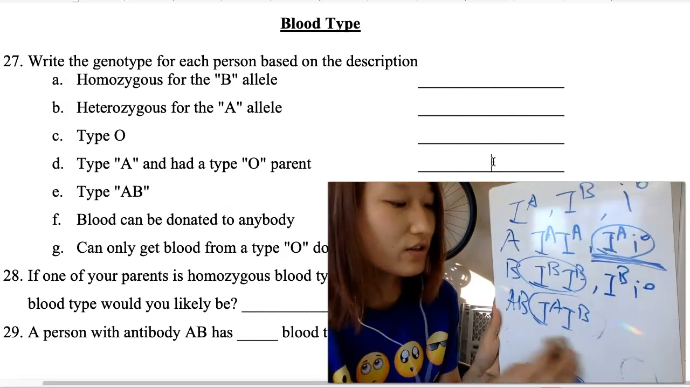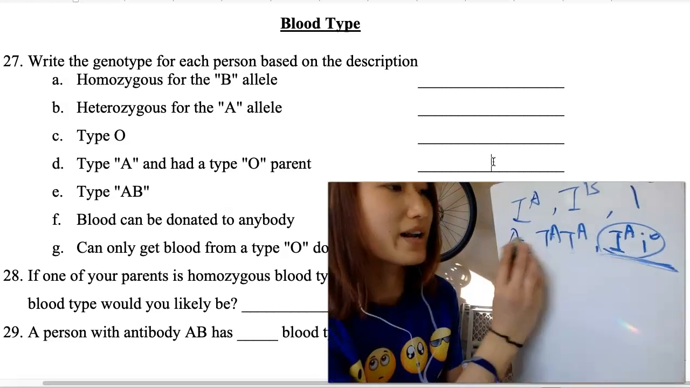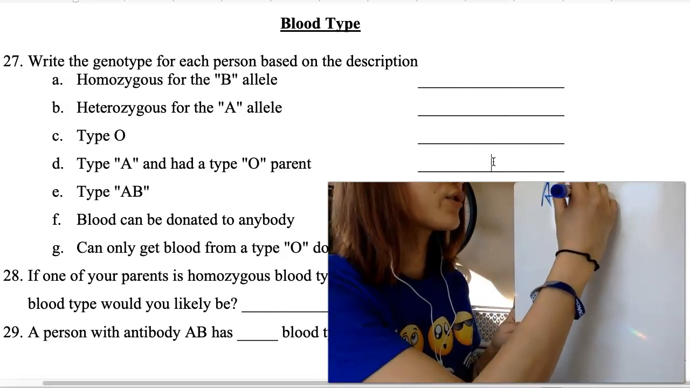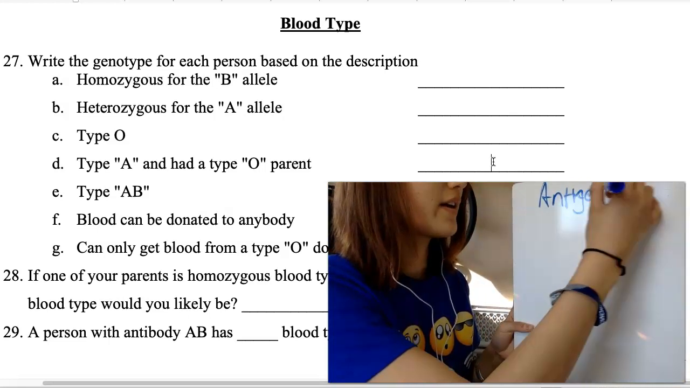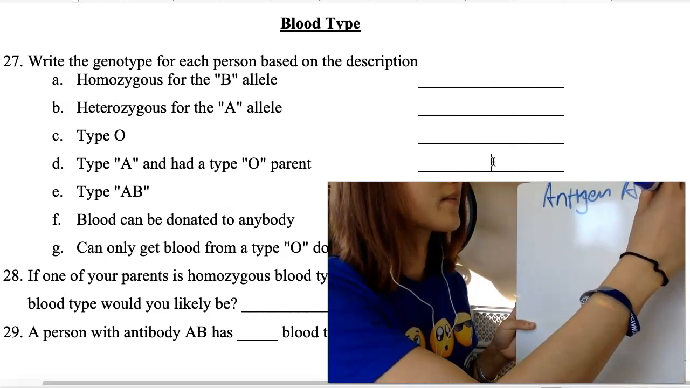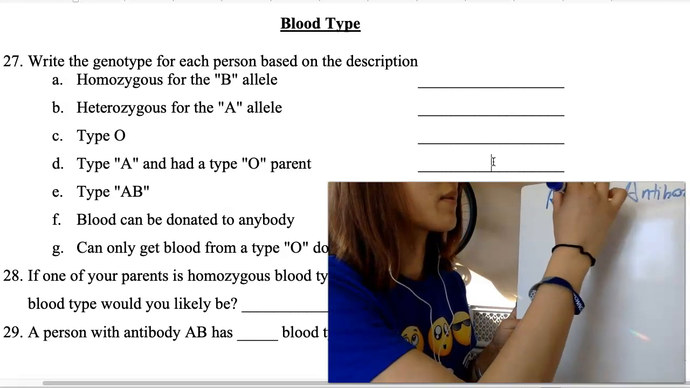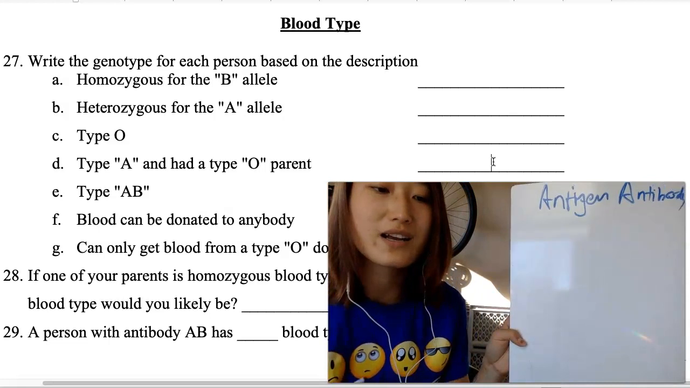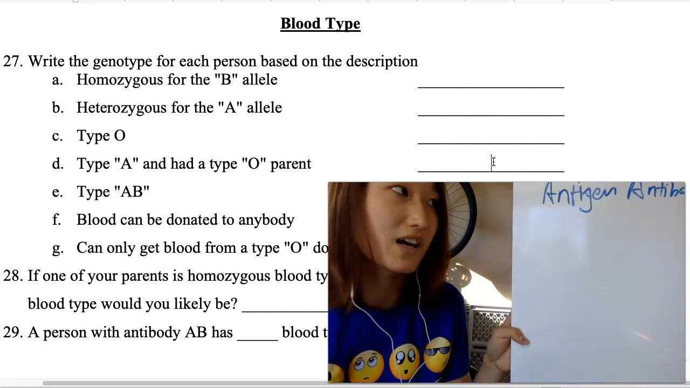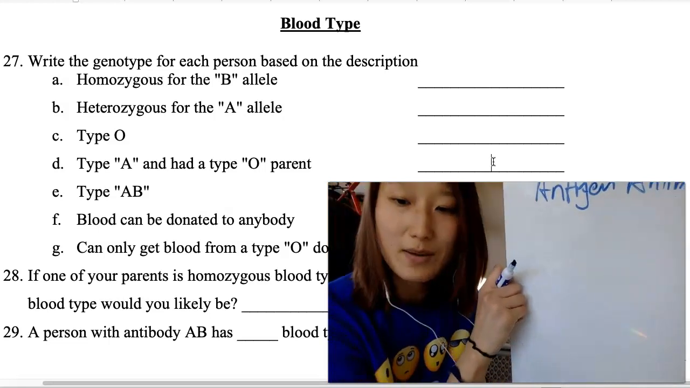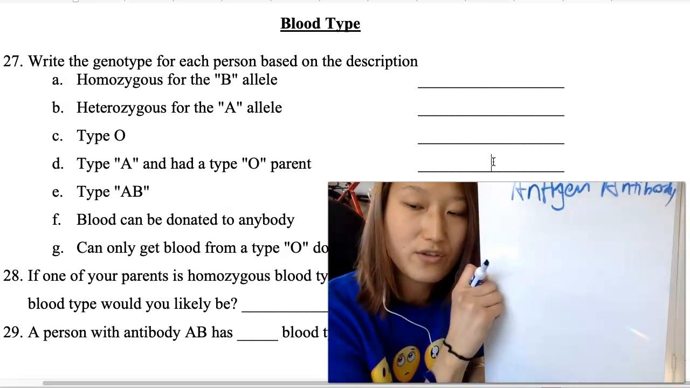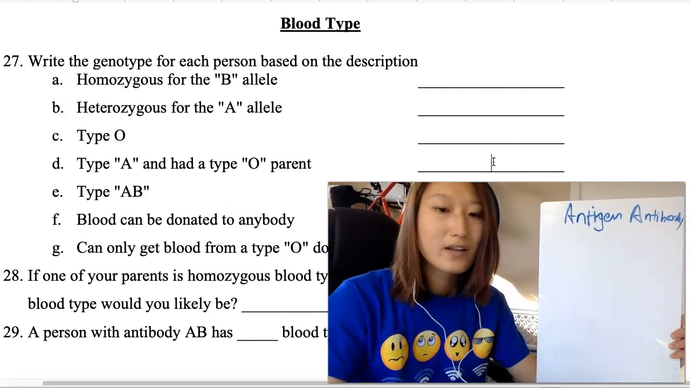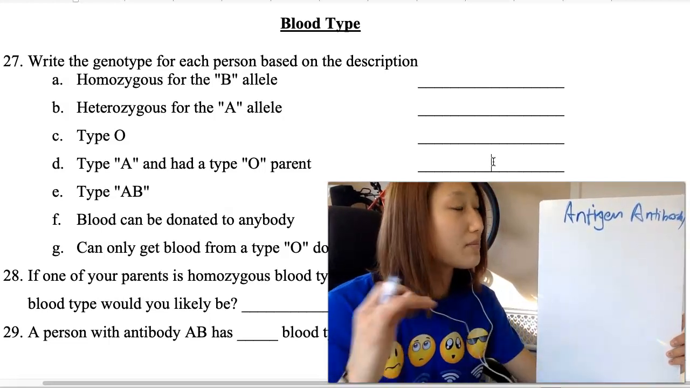Okay, so now we need to take a look at what we mean by antibodies. There's a difference between antigen and antibody. You need to remember which one is which. The antigen is the marker on the red blood cell that allows your body to recognize that this is my red blood cell, I'm not going to do any harm to it. And then antibodies are kind of the cops in your body that are protecting your body, making sure there are no foreign cells invading your body, keeping you safe, right?